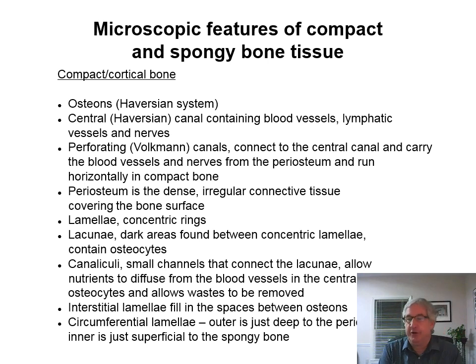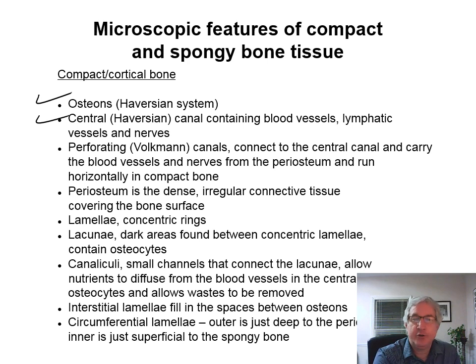So microscopic features. We did gross anatomy of a bone. So what are the microscopic features of compact and spongy bone tissue? These are things you see under the microscope. You have osteons, also called a Haversian system. Then you have a central canal. I'm reading this through, and then I'll show you what these things are.